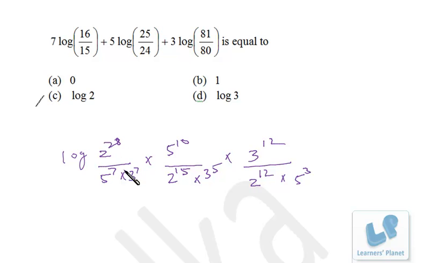Now what? 2 raised to 28, and here we can see 15 and 12, 27. So it's just 2, only 2, right? 5 raised to 7 and 5 raised to 3, that's 5 raised to 10, cancel. 3 raised to 7, 3 raised to 5, 3 raised to 12, that's cancelled. So you are just left with log of 2. So that's this.